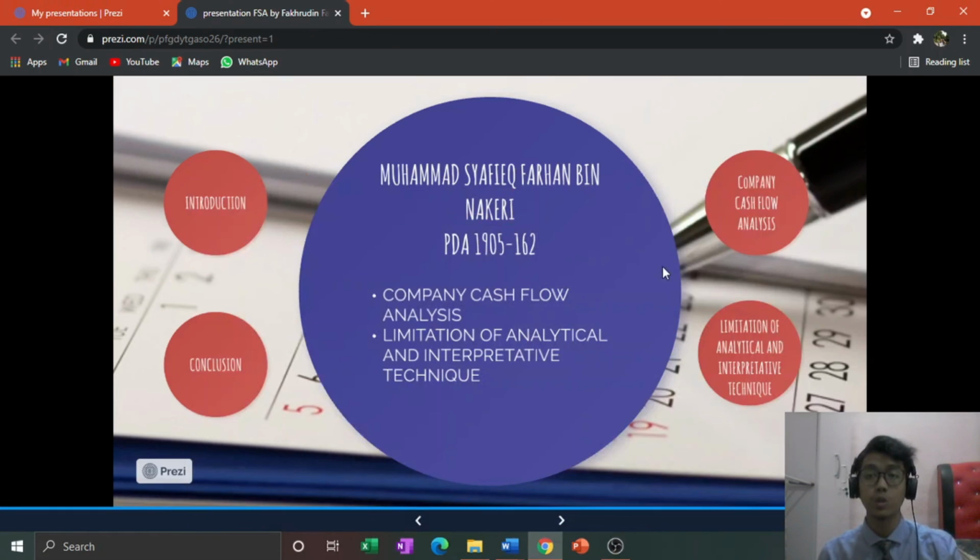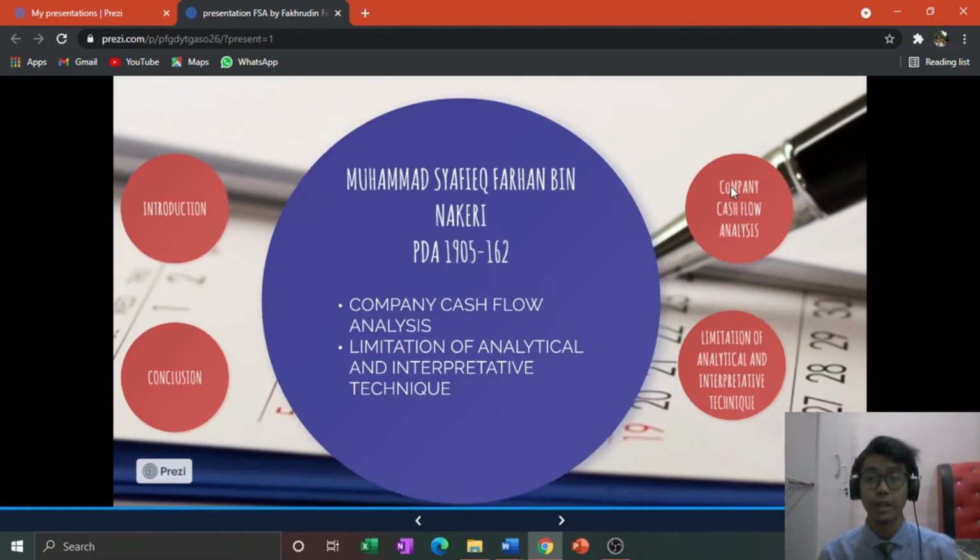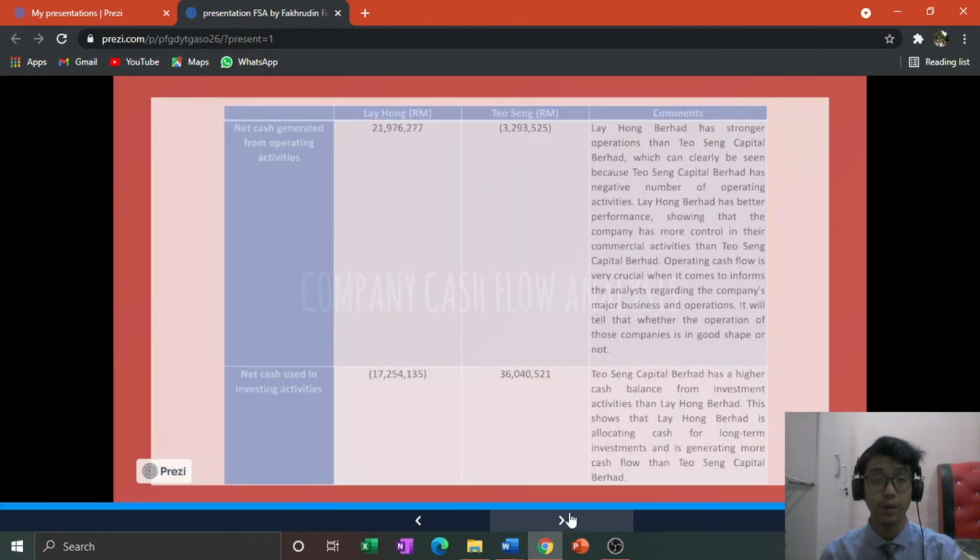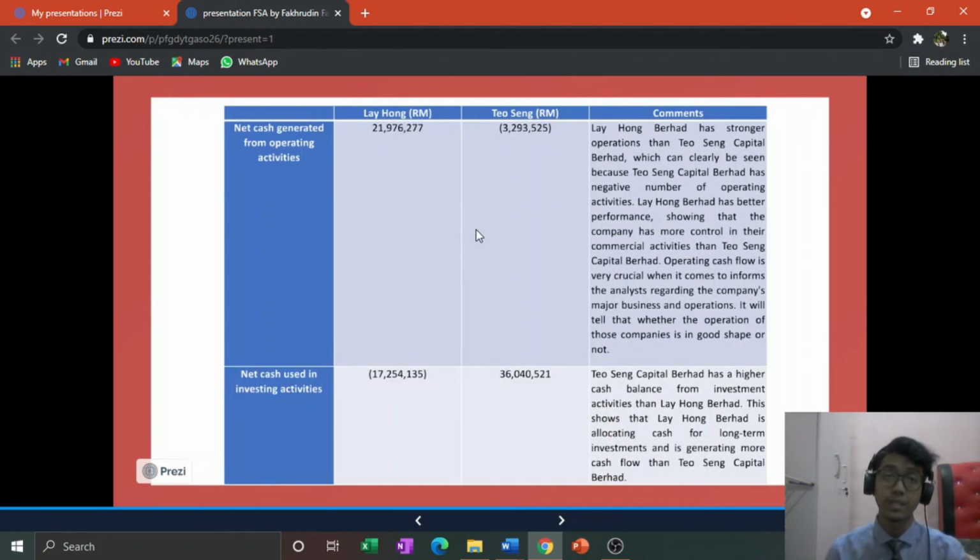So next, we will go through our company's cash flow analysis. First, we have Le Hong Berhad. For operating activities, Le Hong Berhad has 21976,277 ringgit, and for Teo Seng Berhad, it has negative 3293,525 ringgit. Le Hong Berhad has stronger operations than Teo Seng Capital Berhad, which can clearly be seen because Teo Seng Capital Berhad has a negative number of operating activities.